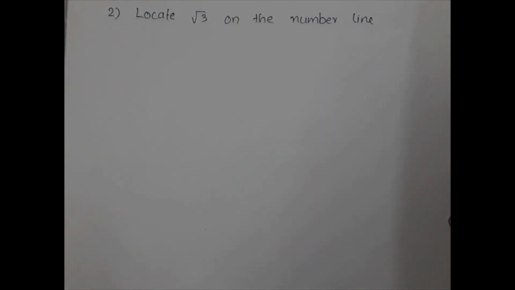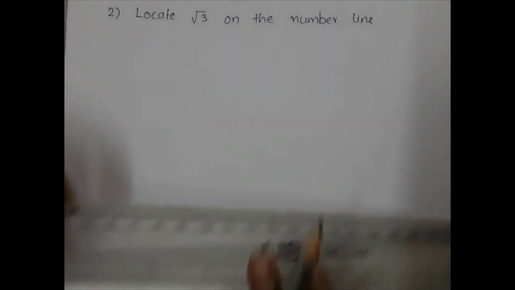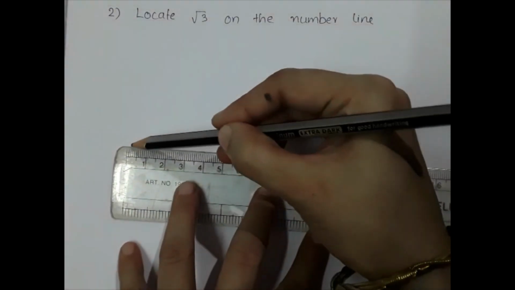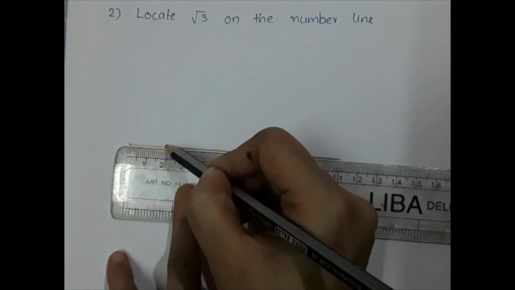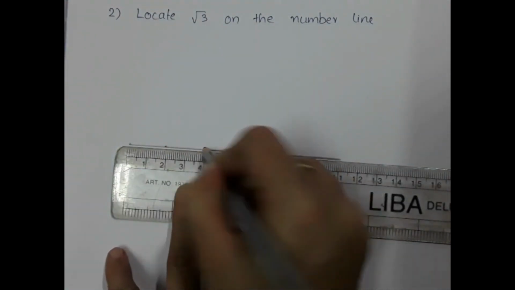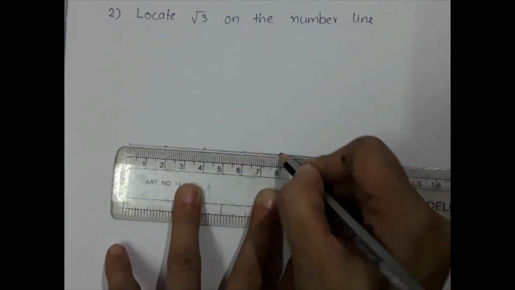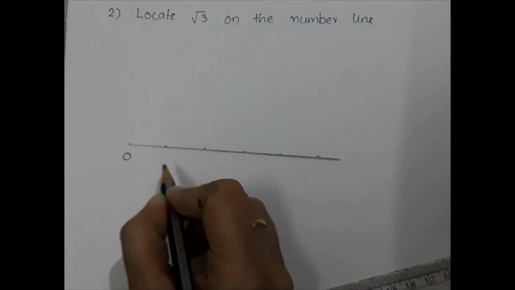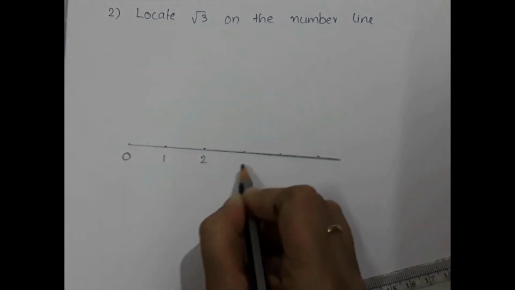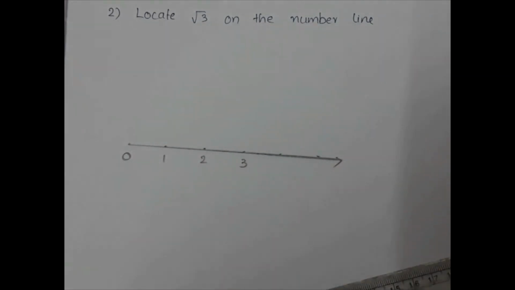Next one is locate root 3 on the number line. Before constructing root 3, first you have to construct root 2 itself. For that, first draw a line and mark the units. Take 2 centimeters, otherwise it will be a little bit small. So 2 centimeters represents 1 unit. So this one is 0, then 1, then 2, then 3, and so on.